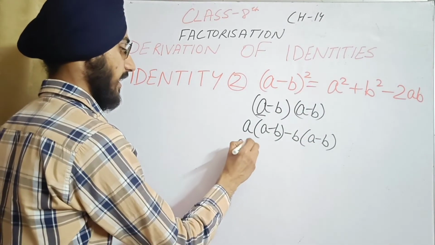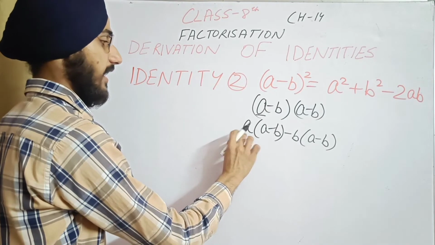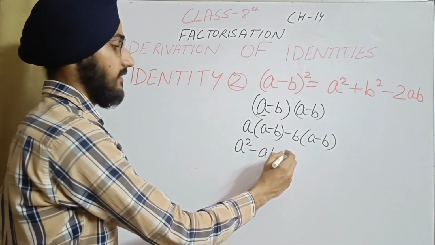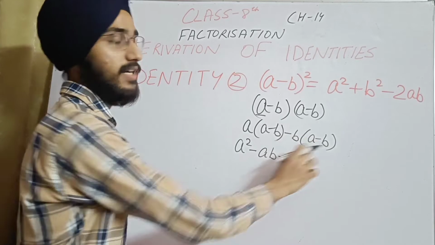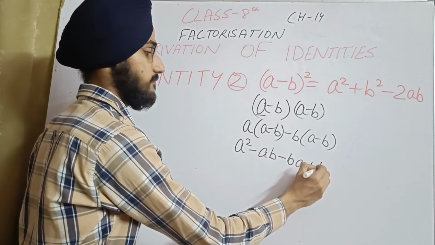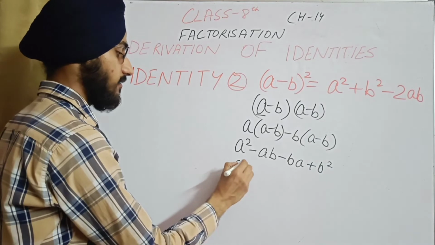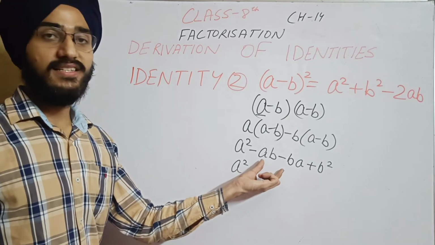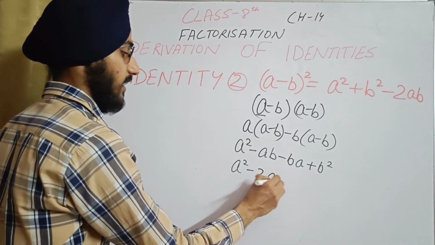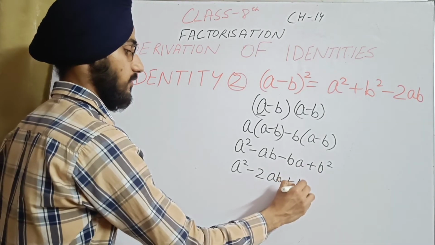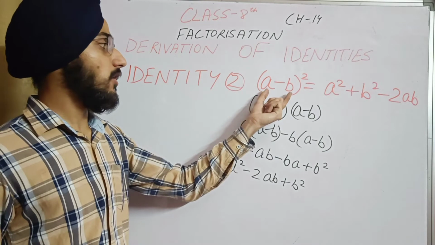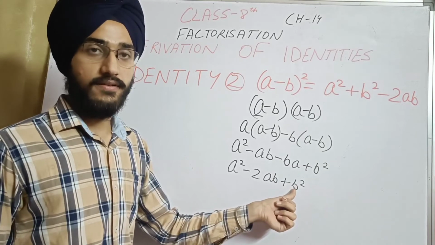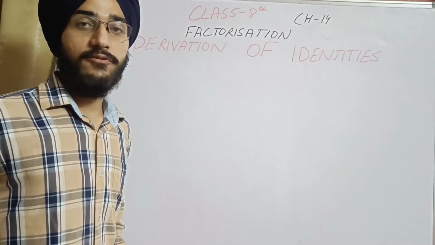So that is a into a, a square, minus a into b, minus ab, minus b multiplied by a, that is minus ba, minus b multiplied by b is plus b square. So minus ab and minus ba is the same thing, so we'll write this as minus 2ab, and plus b square is the same. So to sum up, we got (a minus b) the whole square is equal to a square minus 2ab plus b square. Hope you understand the first 2 identities.